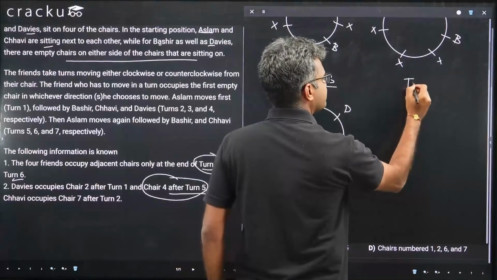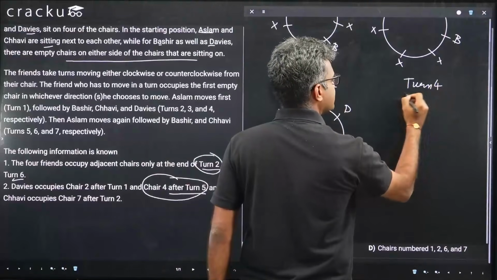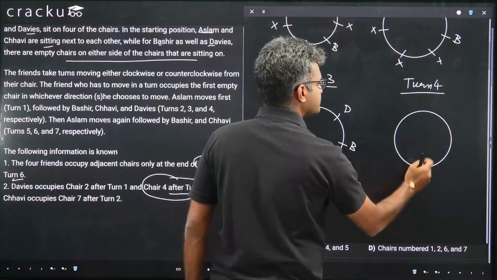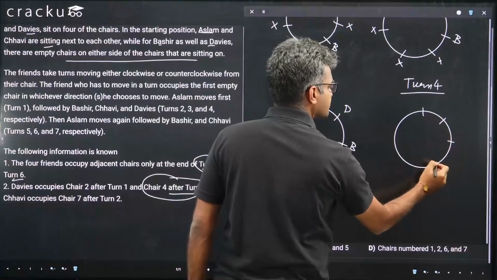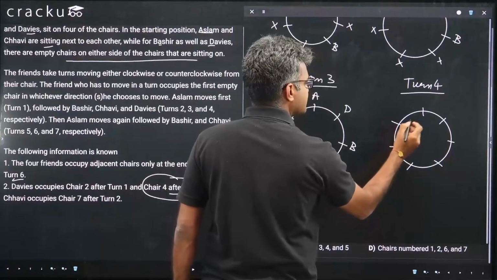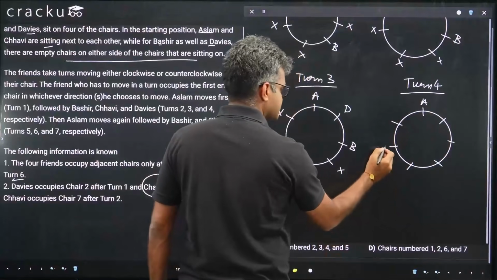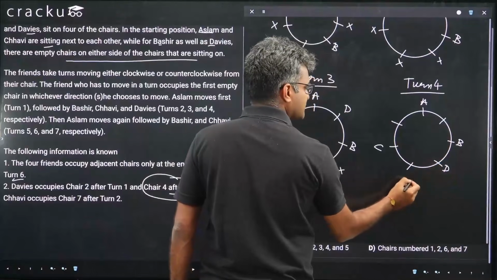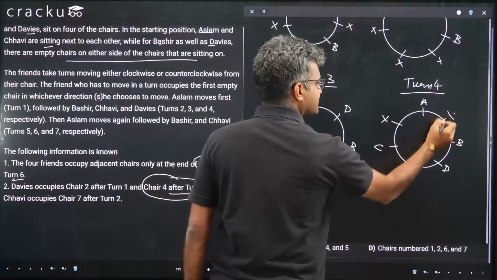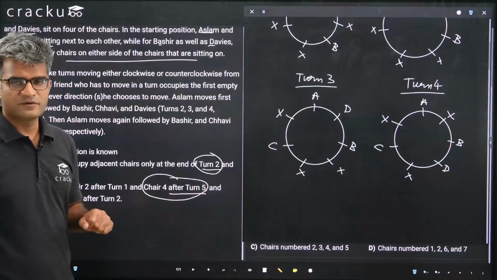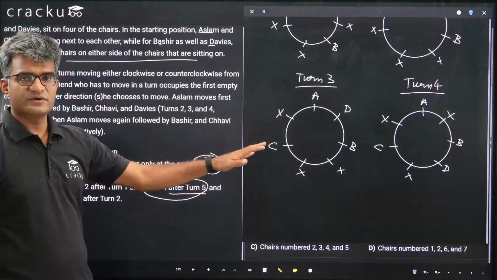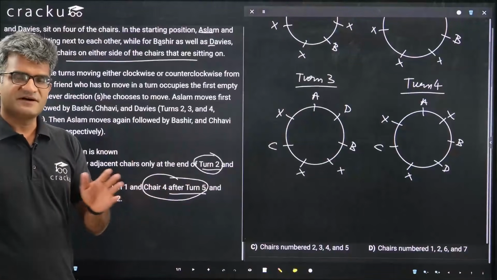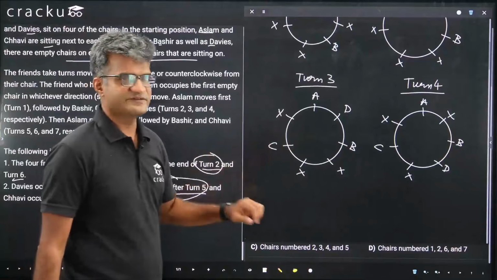What about turn 4? Turn 4 is where Davis moves, and like we know earlier, Davis will move to chair number 4. This is 1, 2, 3, 4, 5, 6, and 7. A will be here, C will be here, B will be here, and this will be D. We know this because it is given that after turn 5, Davis will be at chair 4. Now Davis moves in turn 4. In turn 5, he doesn't move. So wherever he is after turn 5, he will be at the same place after turn 4 as well. So that is where Davis will be.